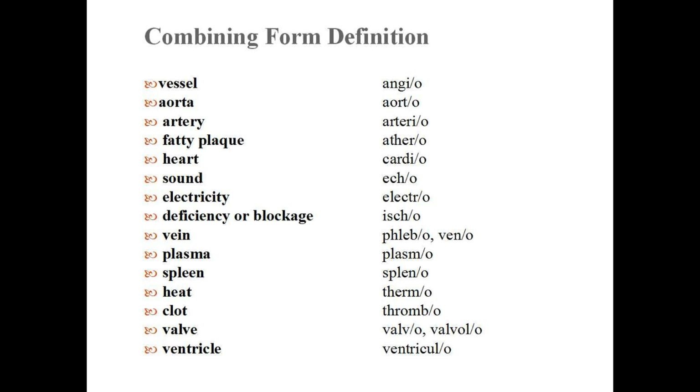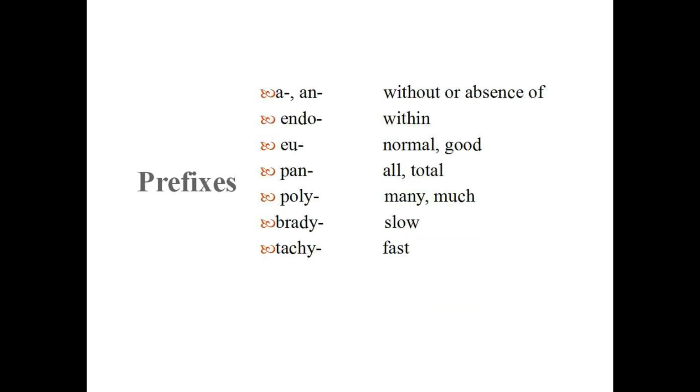Now, aside from some of those root words and combining forms, let's talk about some of the prefixes that are commonly seen and also especially relating to the cardiovascular system. So an means without or an absence of something. The word endo means within. So as I mentioned earlier, the endocardium was the innermost layer of the heart. The word eu means normal or good.